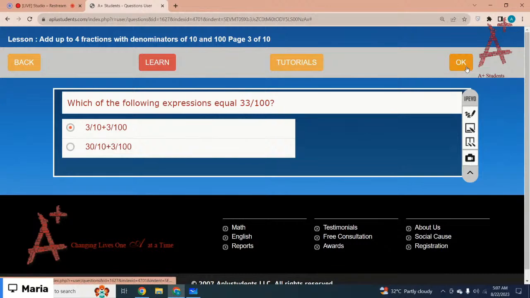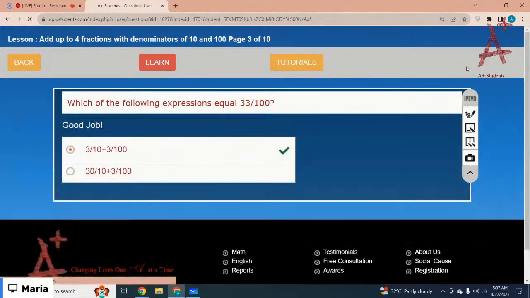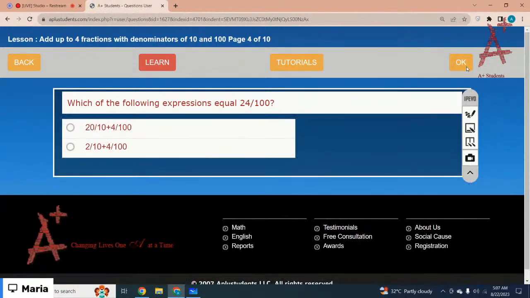You know how to solve. I have explained before, right before this one. Okay, which is the correct option? Which of the following expressions equals 24 over 100? I just explained the trick. So if you know how to apply the trick, which is the correct option, 1 or 2? What do you think?